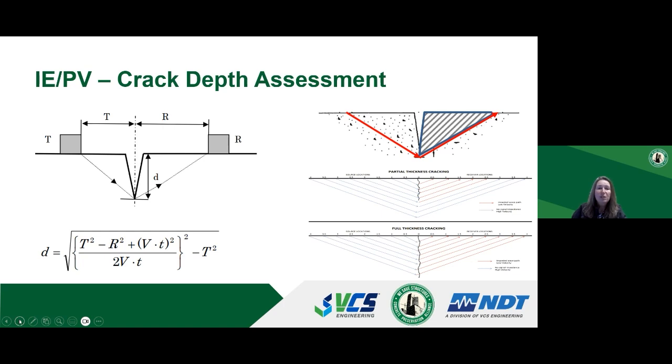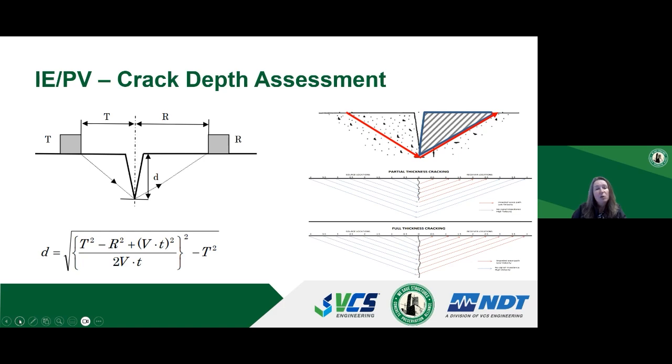We can also use this test method to estimate the depth of cracks. So this can be used in flooding or in other applications. The principle here is shown on the left side of the slide. As you can see, we can relate the distance between the crack and the transmitter and receiver to the depth of the crack. And then the right side of the slide shows the schematic of how the testing is typically done.